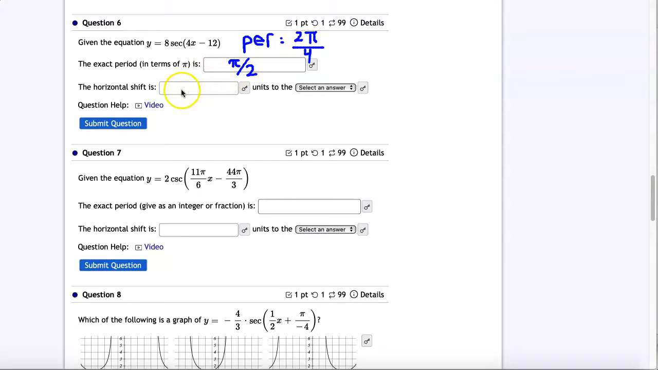Next, to find the horizontal shift, what we're going to do is factor out the 4, and when you factor out the 4 here, you can see that you have x minus 3, which tells us that we have a horizontal shift of 3 to the right. Three units to the right.